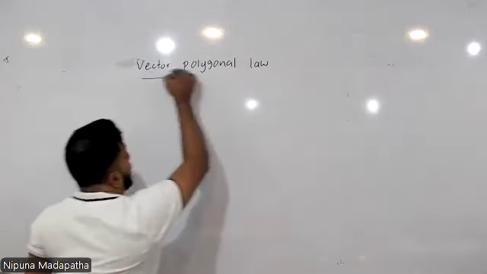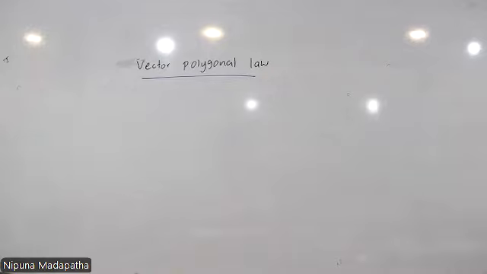So look here, this is the polygon vector. Suppose we need to add two vectors. How do we add two vectors geometrically? What polygon do you use to add two vectors?